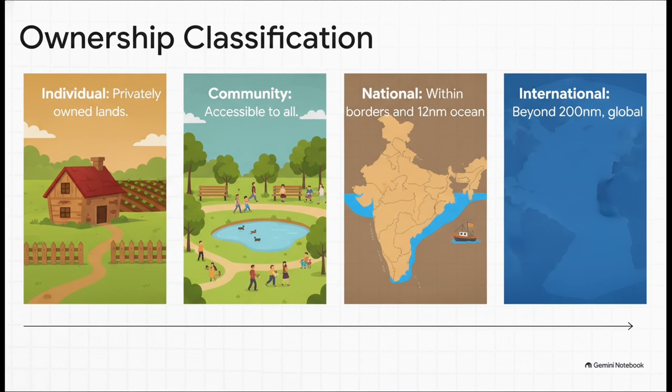Zooming out, national resources cover everything within a country's political boundaries, plus the ocean up to 12 nautical miles off the coast. And finally, international resources sit way out in the open ocean beyond 200 nautical miles. No single country can just grab those without a global agreement.